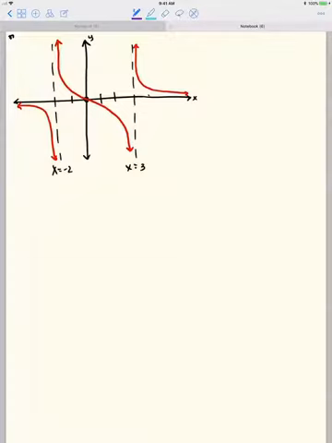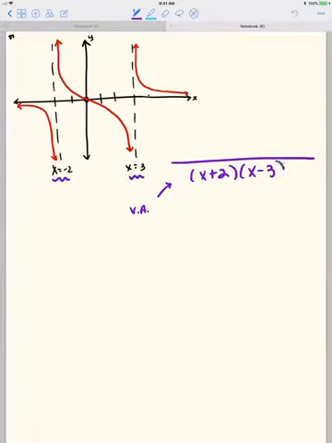So for this one, again, look what you have. So it's create a rational function. The denominator will come from vertical asymptotes. There happen to be 2 of them. One's at -2, so I'll do x plus 2. The other's at +3, so I'll put x minus 3. So that sets our denominator.